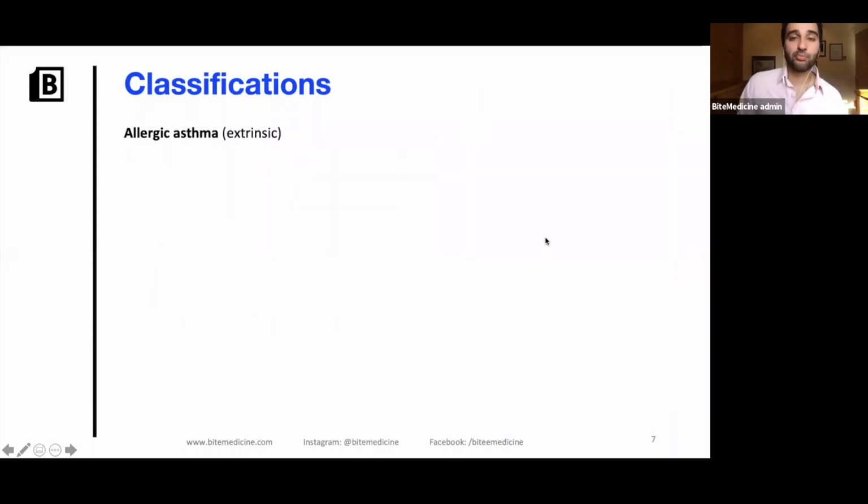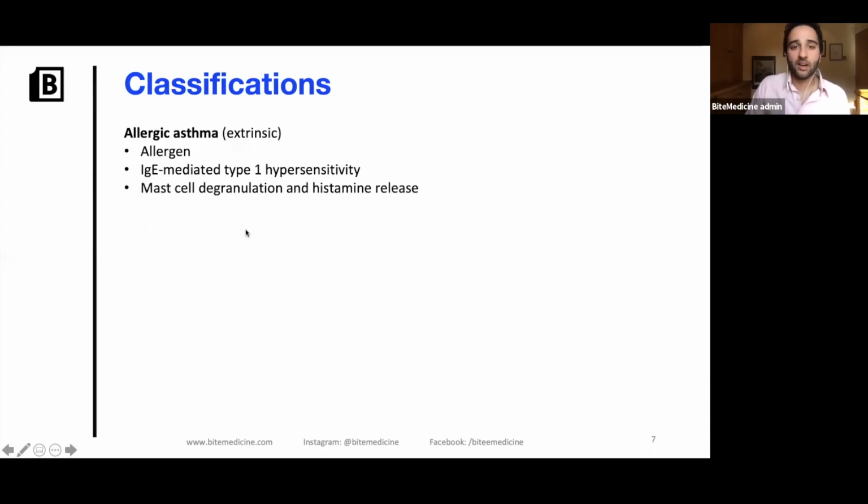So, a couple of classifications. Asthma is broadly classified into extrinsic and intrinsic asthma. The majority of cases that we always talk about are allergic asthma. This is often caused by some type of allergen, and it's an IgE-mediated type 1 or immediate hypersensitivity response. This causes your mast cell degranulation and histamine release, as we just talked about. Most patients with extrinsic asthma have a genetic predisposition to this airway hyperresponsiveness, and often there's a family history of atopic disease, such as eczema or hay fever, or even a personal history.